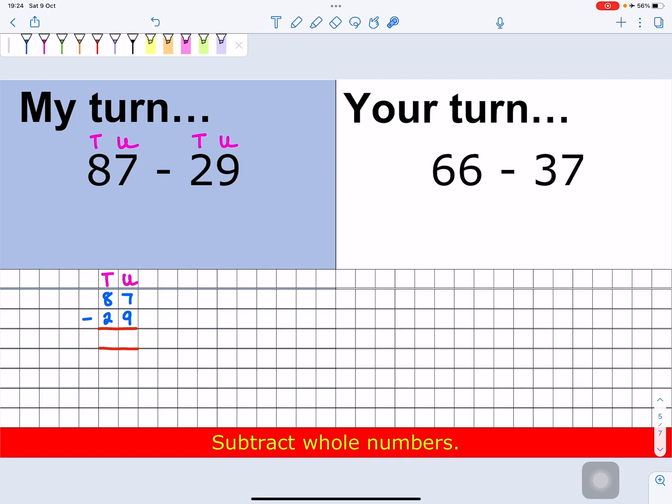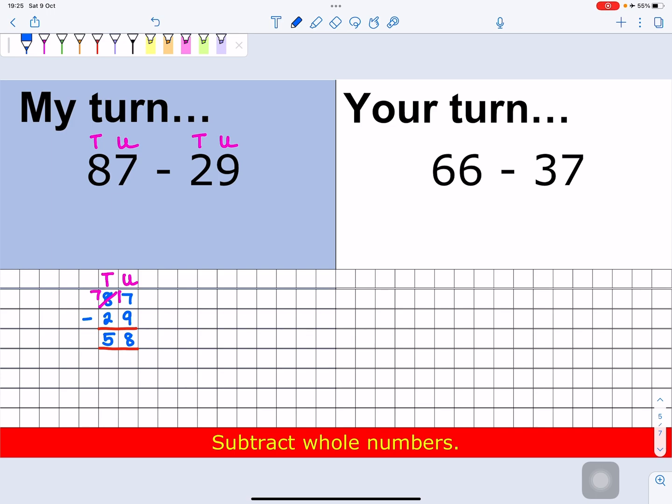In this case, we would look to the number next door to borrow. And if we borrow from the 8, we end up with 7. When we give to this 7, we end up with 17. We now have enough money to buy the thing that costs our £9. 17 take away 9 is 8. 7 take away the 2 gives us 5. So 87 take away 29 is 58.